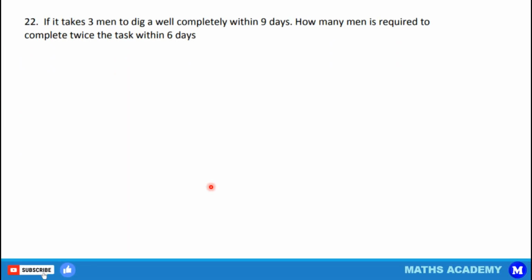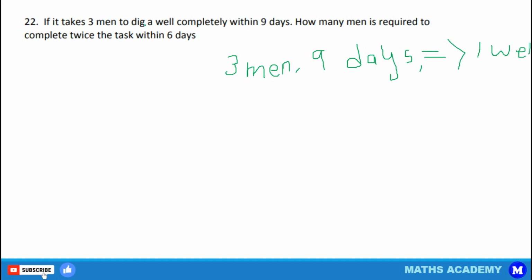Question number 22. It says, if it takes 3 men to dig a well completely within 9 days, how many men are required to complete twice the task within 6 days? So now let's plot the information that is given. This is equal to 1 well, because they are told here to dig a well. So 3 men take 9 days to dig 1 well. So they are asking how many men are required to complete twice the task within 6 days. Let's put men as x.